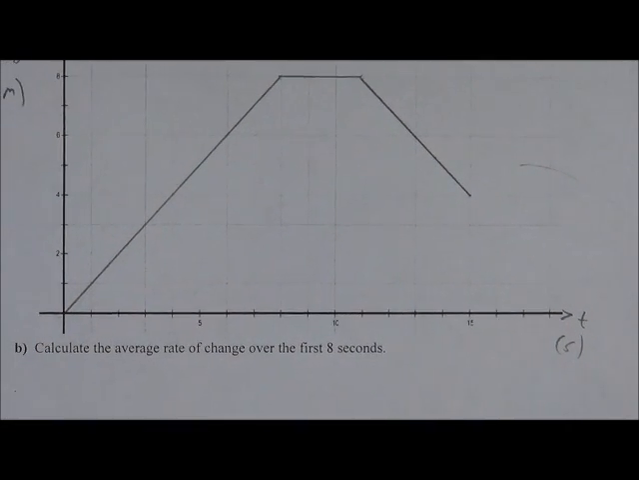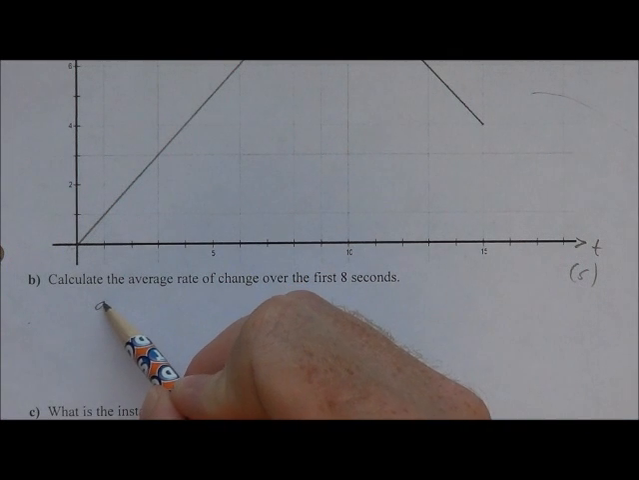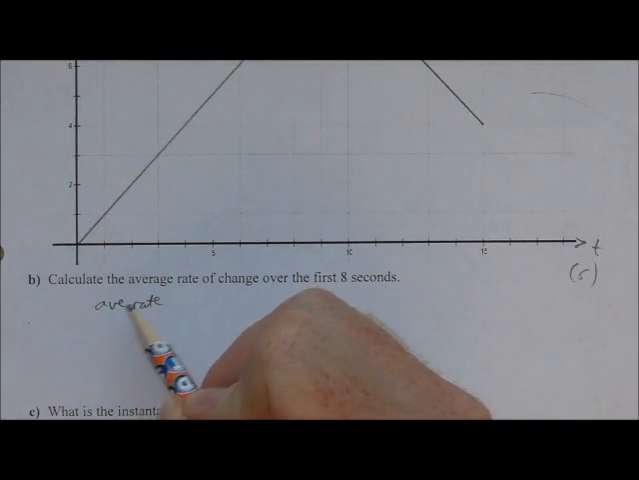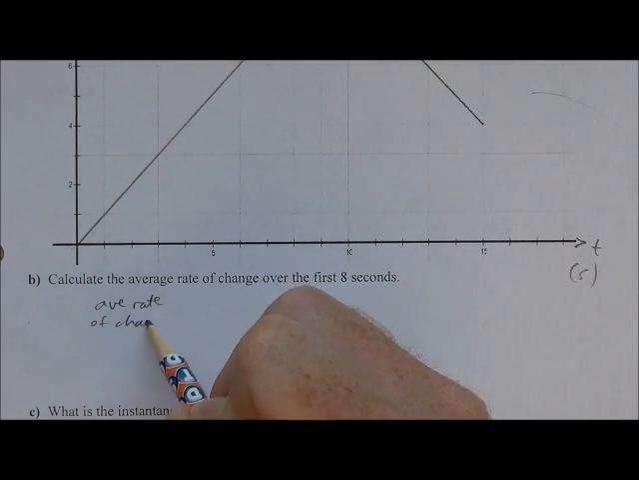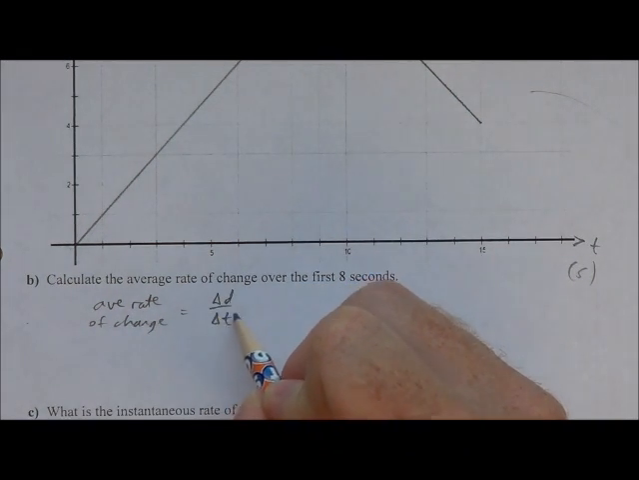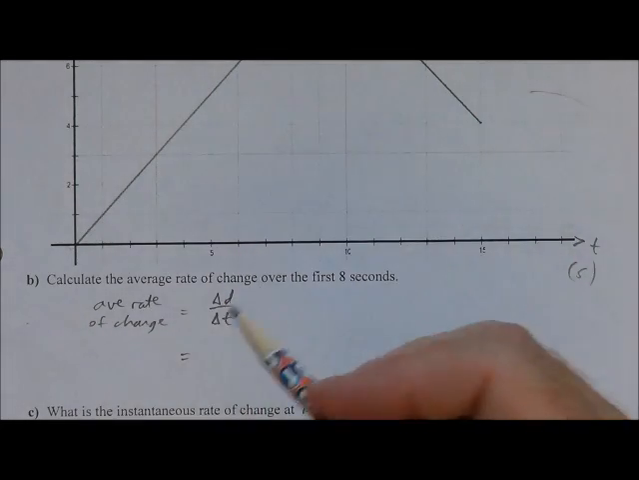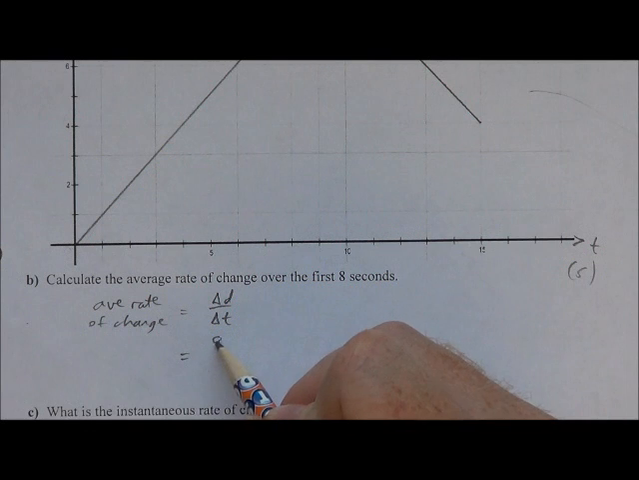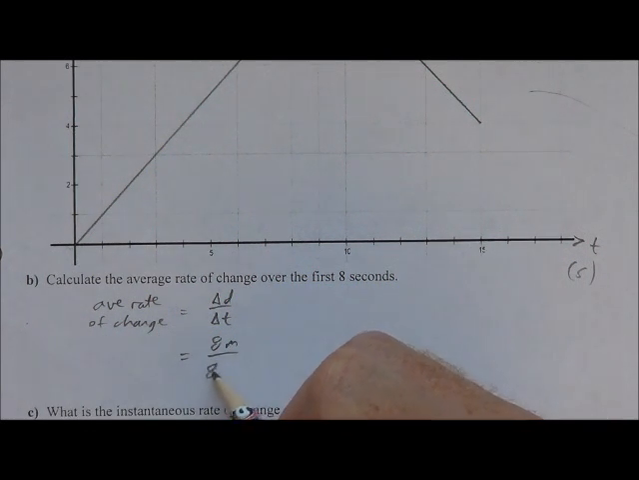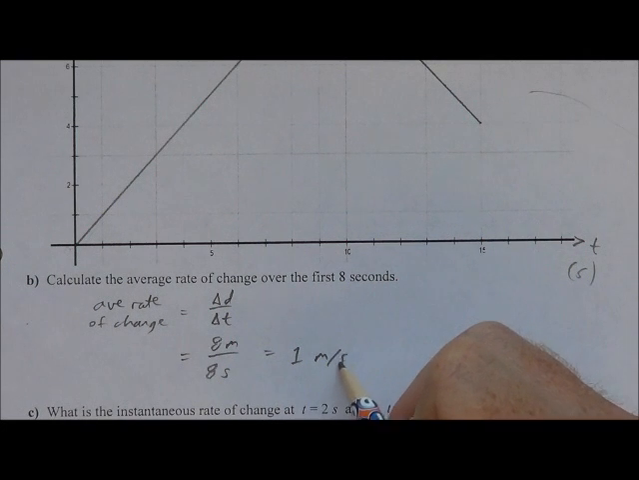Okay, so calculate the average rate of change over the first 8 seconds. The average rate of change is delta D over delta T, and the delta D is going to be 8 meters and the time is 8 seconds, therefore 1 meter per second.